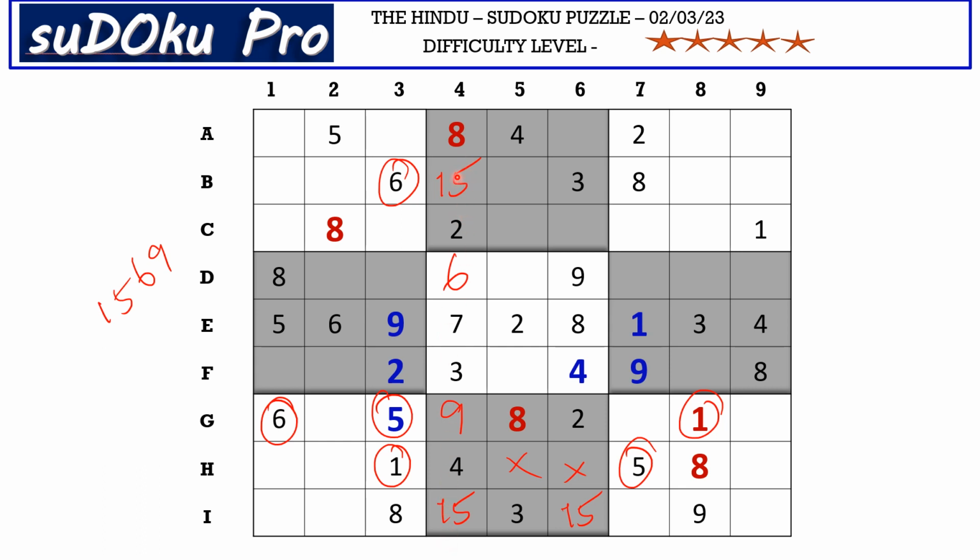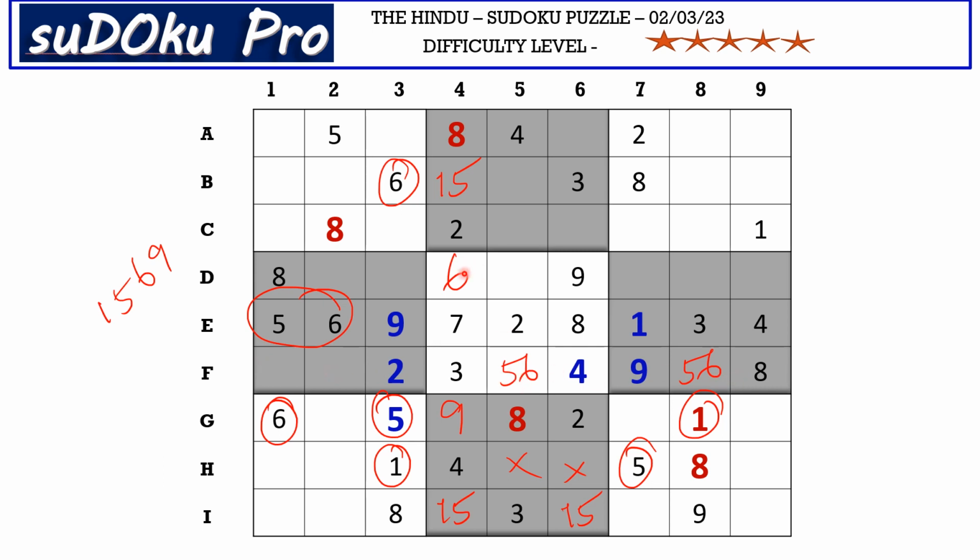Now in the central column we already know that these 2 cells take the 5, 6 pair. Let me repeat it once again. Since there is a 5, 6 blocking these 2 cells, 5 and 6 go in these 2 cells, right?